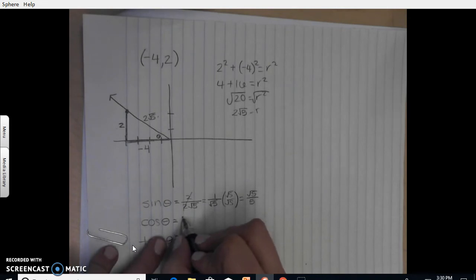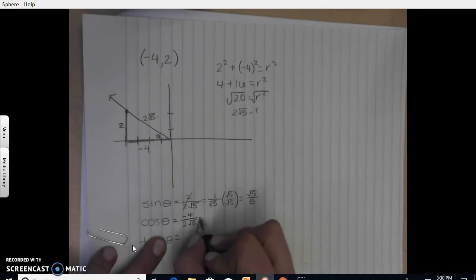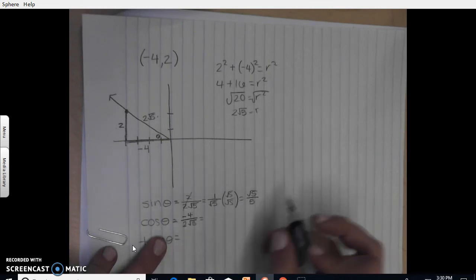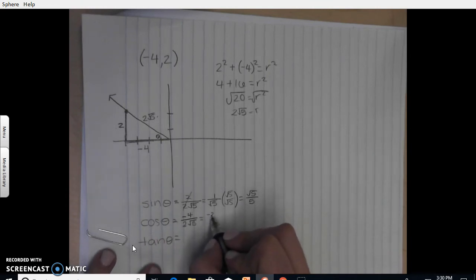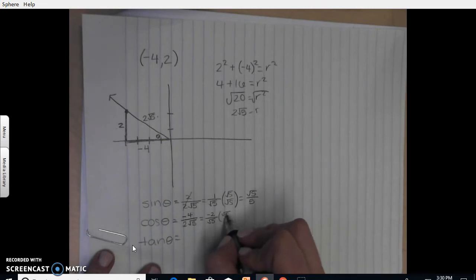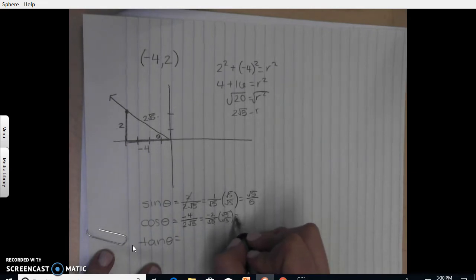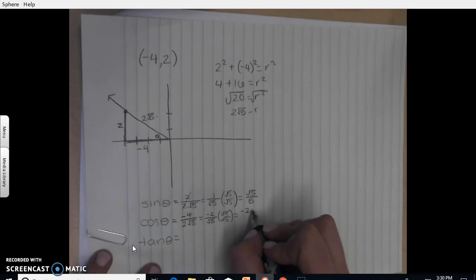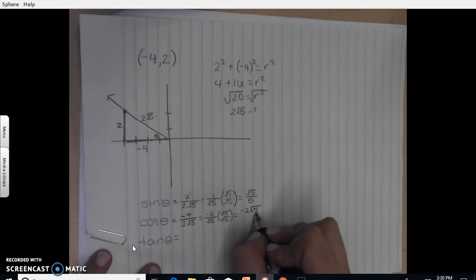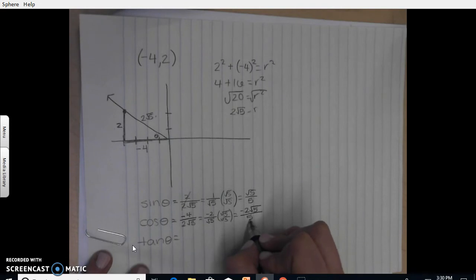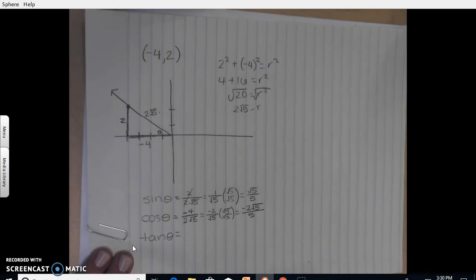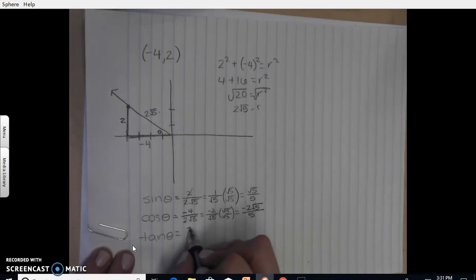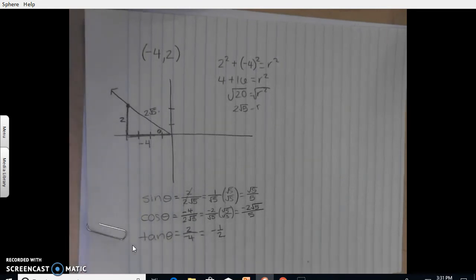Cosine, adjacent, -4 over 2 root 5. -4 over 2 is -2 over root 5. Rationalize, so we get -2 root 5 over 5. Tangent, opposite over adjacent, 2 over -4, which is -1/2.